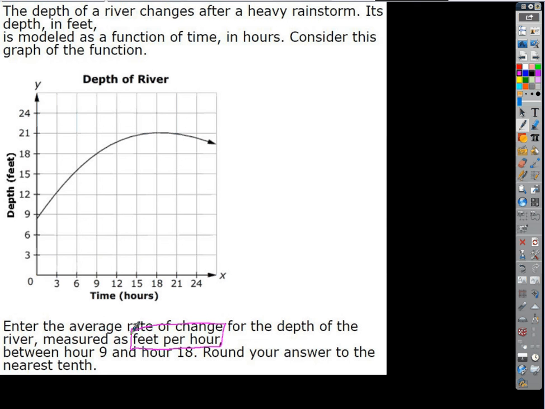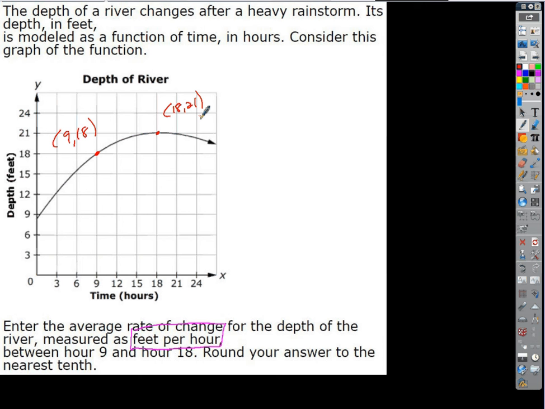So what can you tell me about hour 9 on the graph? Okay, so when x is 9 hours, y is 18 feet, right? So there's an ordered pair, 9, 18. What can you tell me about hour 18? Okay, depth is 21 feet. So there's 18, 21. So now here's the key part of this. What is an average rate of change in terms of those 2 points?